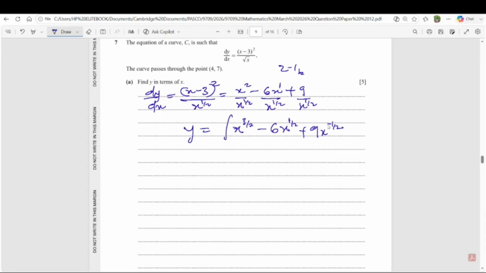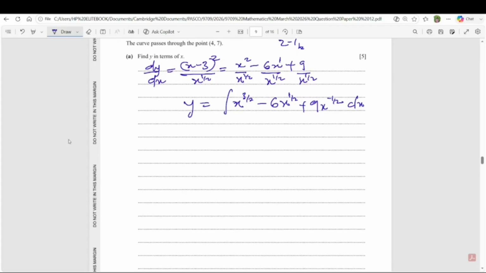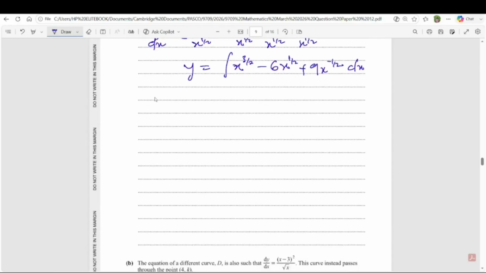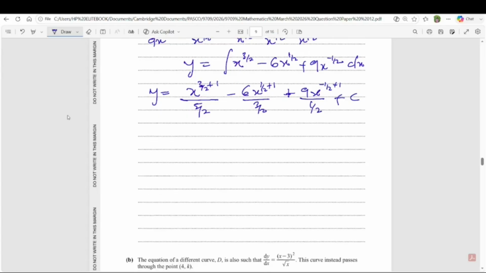So y is equal to the integral of this with respect to x. Now what do we have from the integral? We integrate this by adding 1 to the exponent and dividing by the new exponent. So we have x exponent 3 over 2 plus 1, which is 5 over 2. The next one, minus 6, x exponent half plus 1, which is 3 over 2. Then plus 9 x exponent negative half plus 1, which is half. And don't forget your constant of integration.